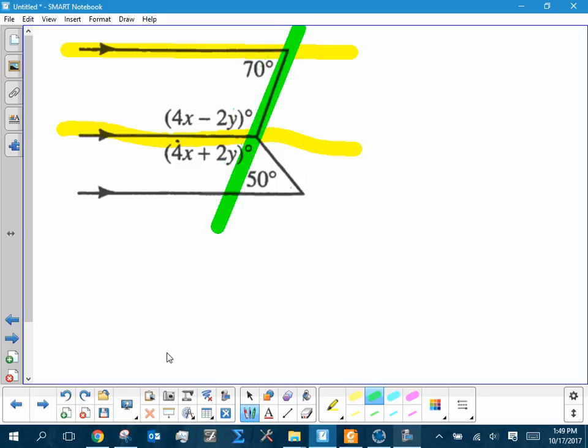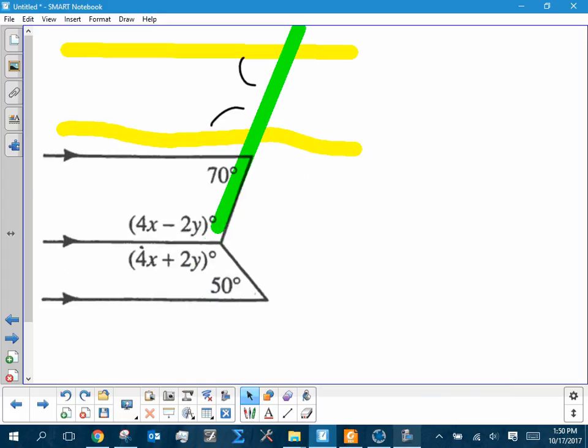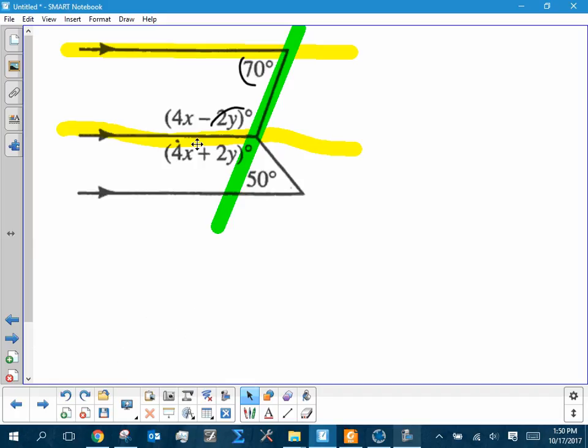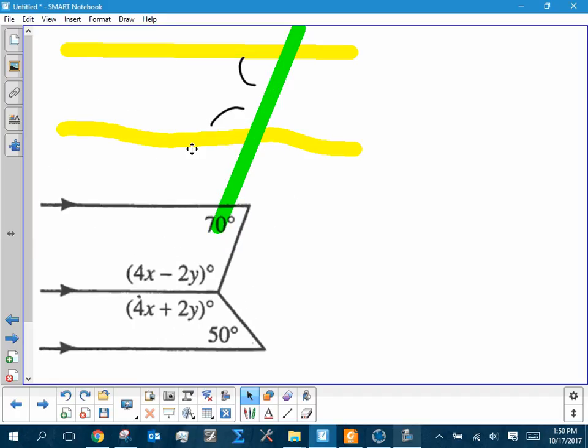Okay, so when I remove things, 4x minus 2y, that angle there, and that 70, if I remove the picture, what types of angles are they for your parallel lines and transversal? Same side. Yeah. Same side of the transversal, which is the green line. But where are they in comparison to the yellow? Inside. Okay, so they're same side interior.